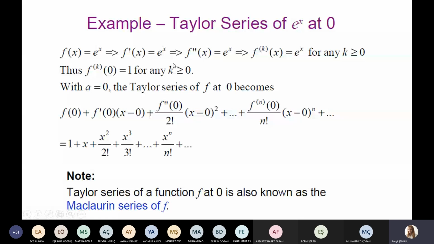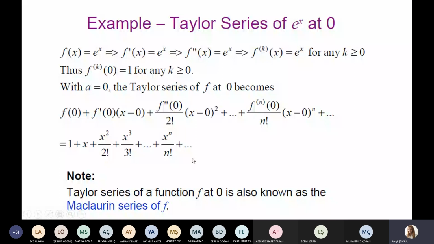And we assumed a = 0. If we put it in the formula here, f(0), f'(0)(x minus 0), f''(0) over 2 factorial, (x minus 0) squared. So it will be going like that. And as you can see, since all the derivatives at 0 will be 1, we have only 1 here, only x here, again x squared there, x cubed, x to the 4, it will go like that, and the denominators will be 1 factorial, 2 factorial, increasing like that.